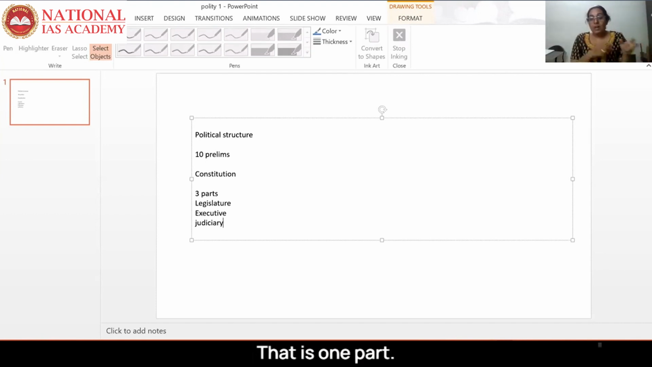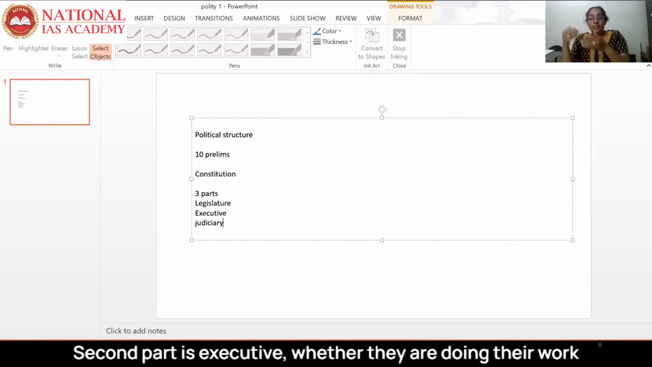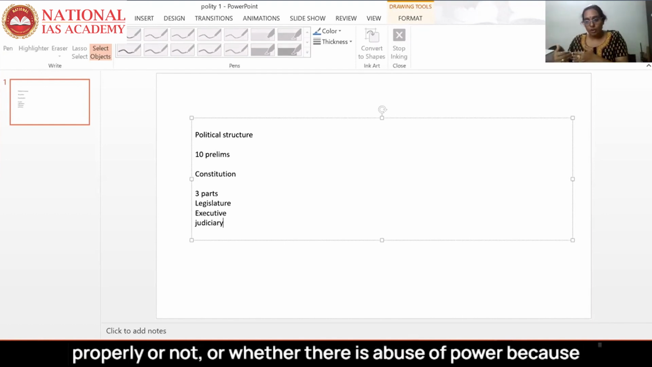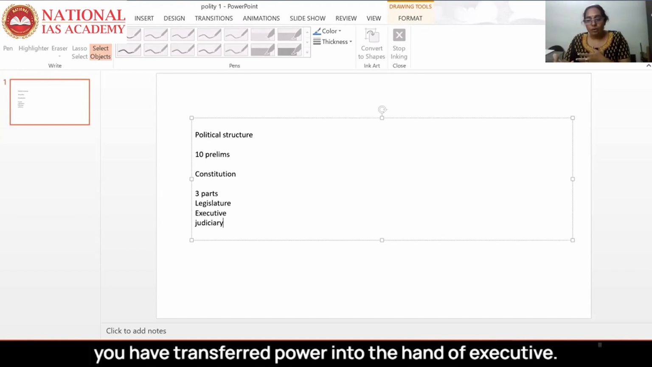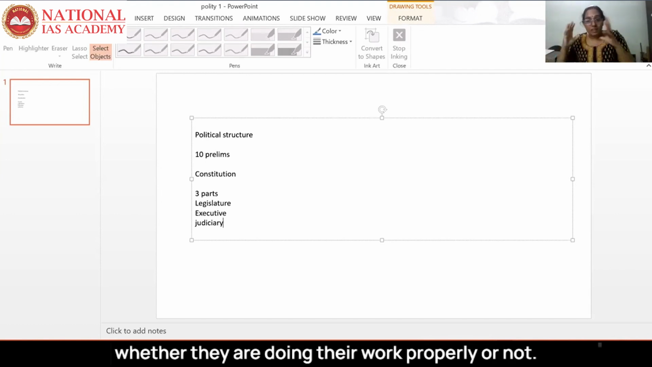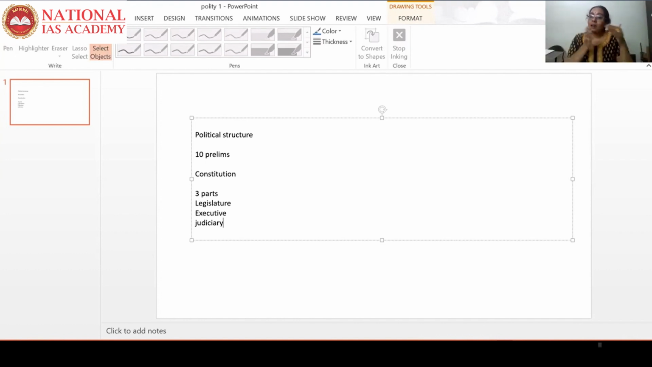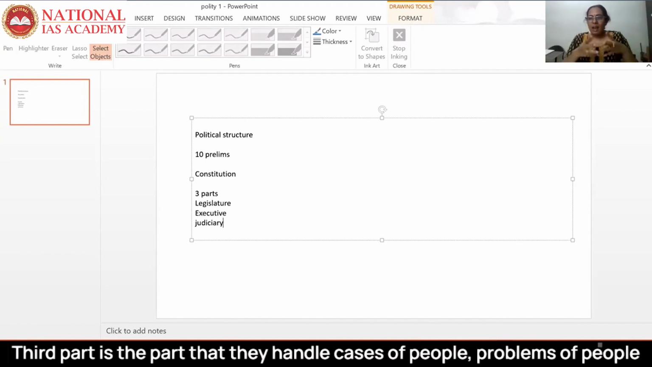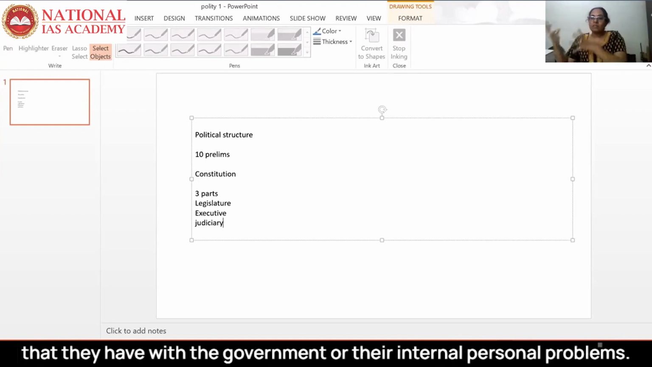That is one part. The second part is the executive, whether they are doing their work properly or not, or whether there is abuse of power, because you have transferred power into the hands of the executive. So they are checking over the executive also. The third part is that they handle cases of people, problems that people have with the government or their internal personal problems.